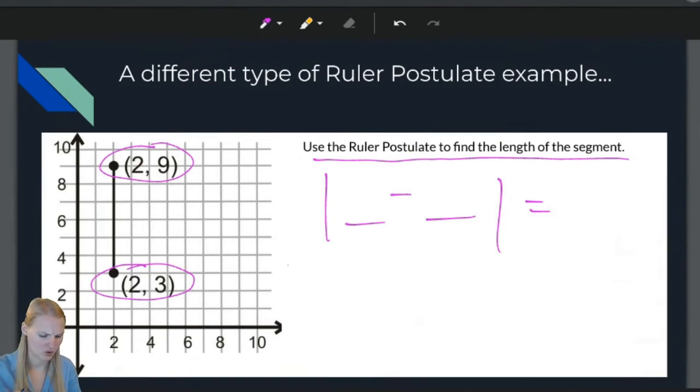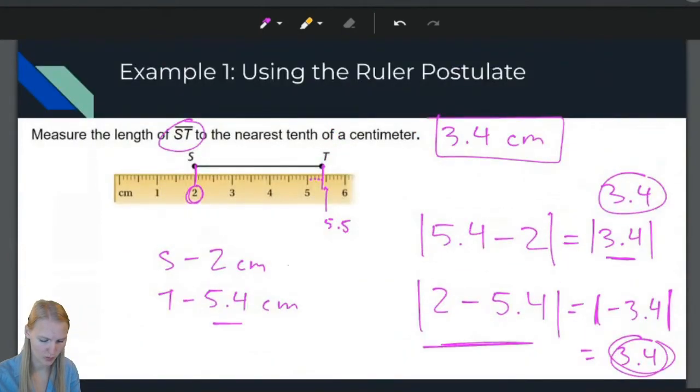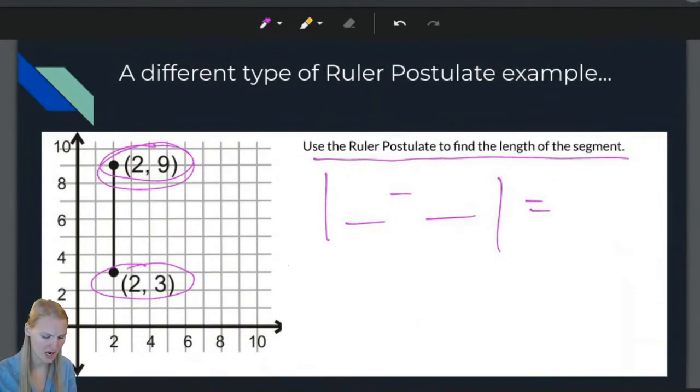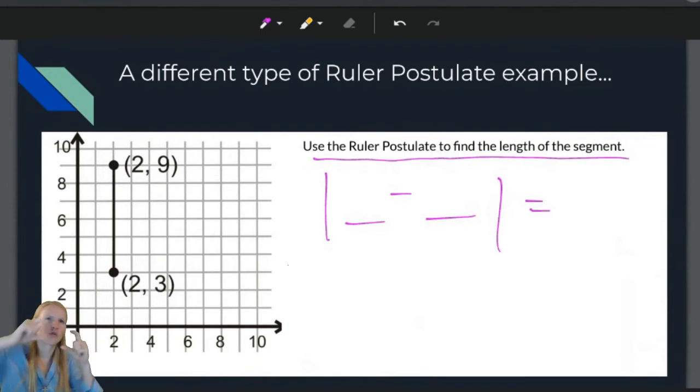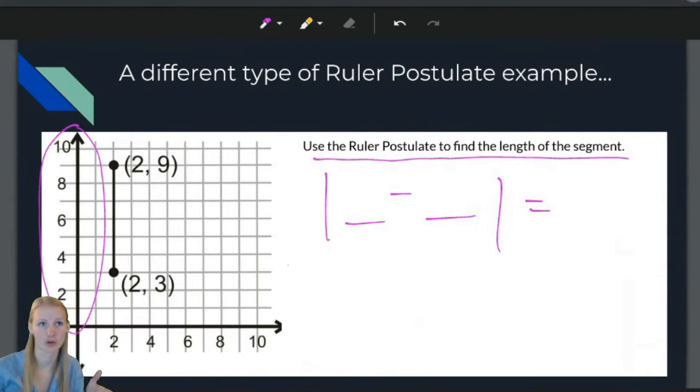But here's my question. Up here in this example, S was 2 and T was 5.4. In this example, I have 2, 9 and 2, 3. How am I supposed to know which of these numbers to use? Which of these numbers goes in my absolute value? This is a very good question. So when the line is vertical like this, you can think of putting your ruler vertically. So the y-axis is like our ruler when we're dealing with vertical lines.